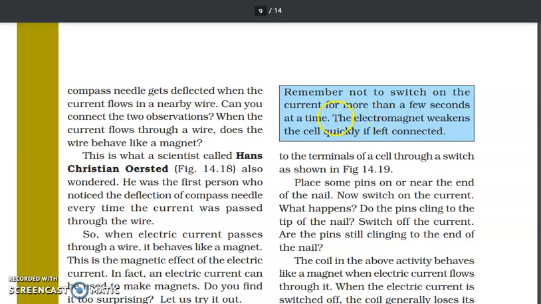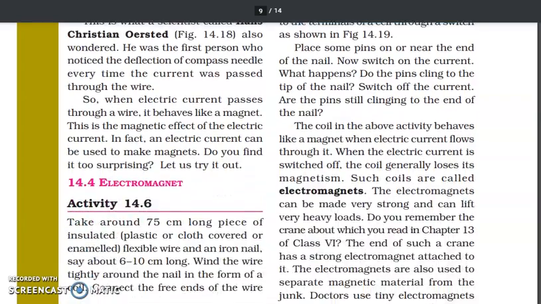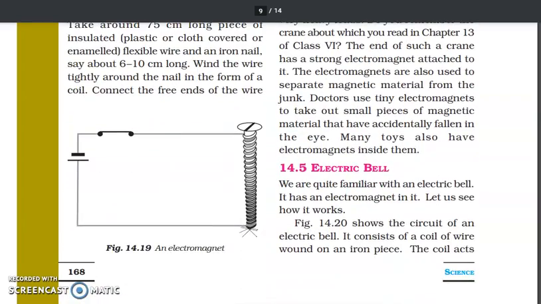Remember not to switch on the current for more than a few seconds at a time. The electromagnet weakens the cell quickly if left connected. If you again look at this experiment, you will see that there is free flow of electric current. So electric current will flow freely through this circuit and the cell will be quickly used up. So, we can switch on this circuit only for a few seconds to do the experiment.